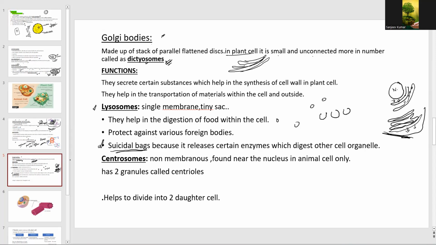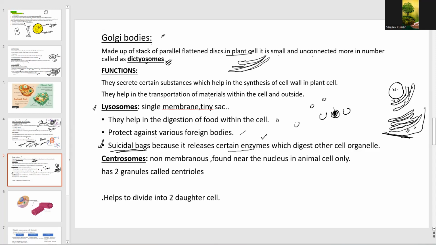It releases certain enzymes which digest the other cell organelles, which we don't need. There might be foreign bodies, like an infection entering the body, so the body fights, and WBCs act as the soldiers. Similarly, lysosomes secrete certain enzymes which digest the other cell organelles, which get filled inside. Later on it may be discarded. So it protects against various foreign bodies and helps in the digestion of food within the cell.